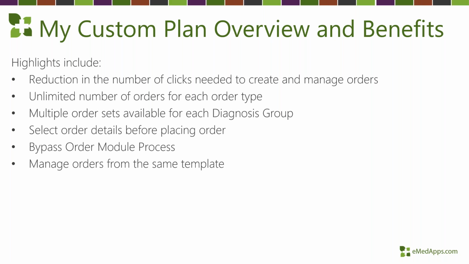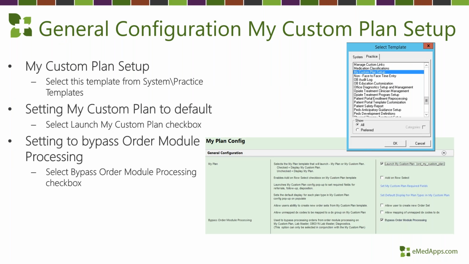All right, so a couple things that I want to touch on. First of all, the My Custom Plan template. So basically, how do you access it? Essentially, you would go in and select it from the System Practice template, and it's a practice template, and it's labeled My Custom Plan Setup. This is the main setup where you're going to actually turn on those features and build your order sets. You're going to make it available to your staff.